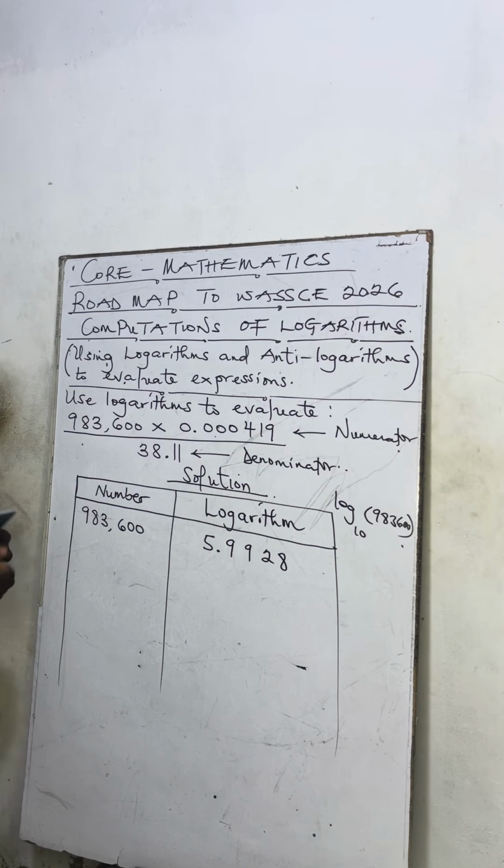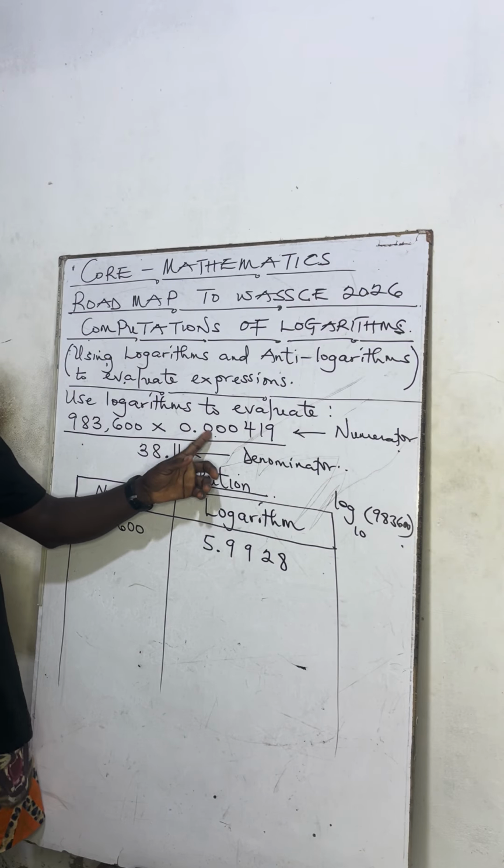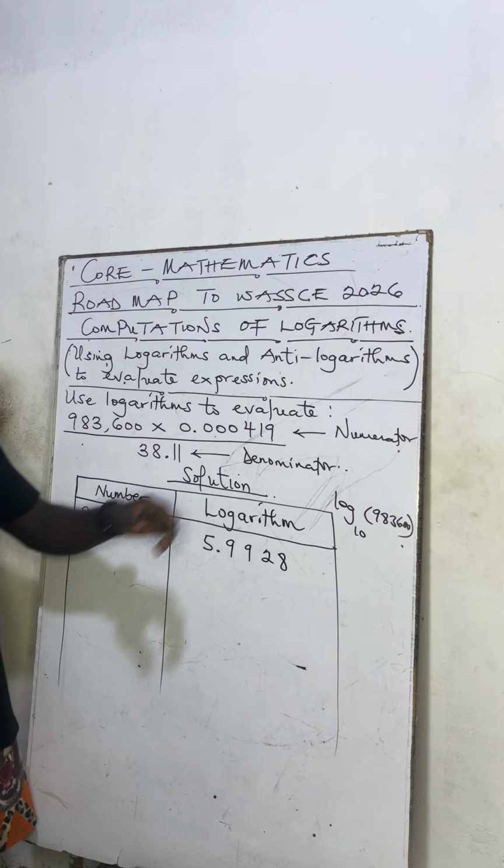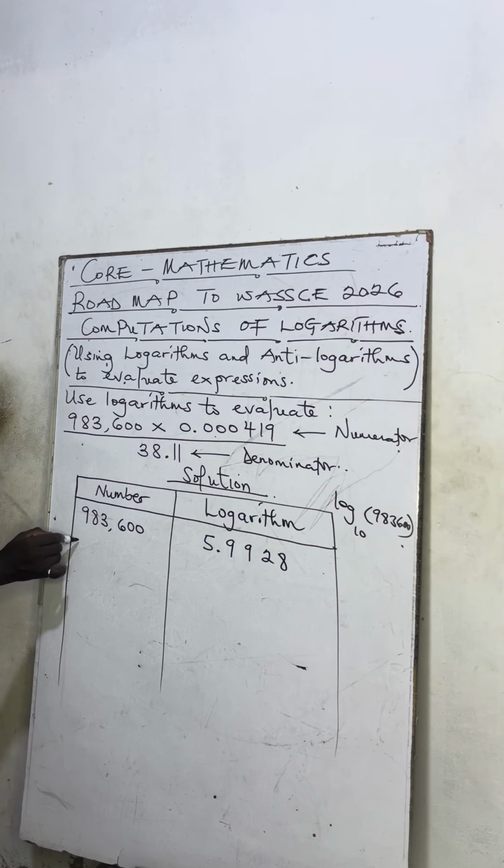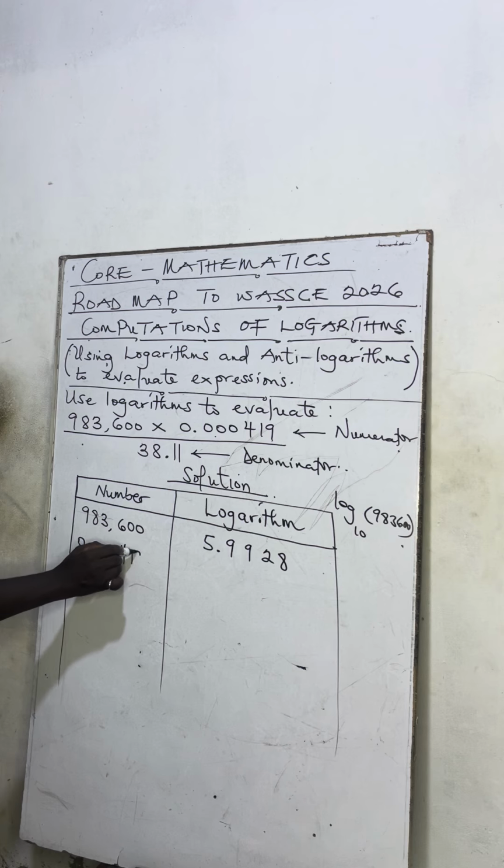Now, the same thing. Let's see this number, 0.000419. You see this?